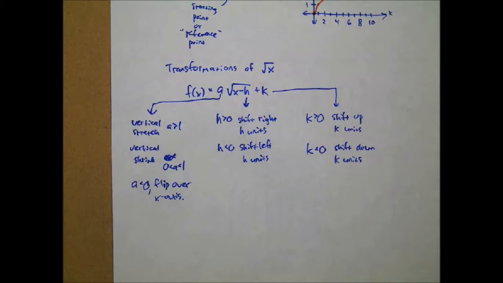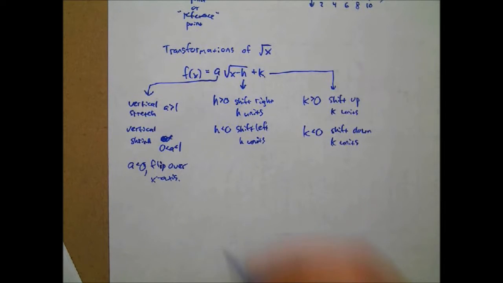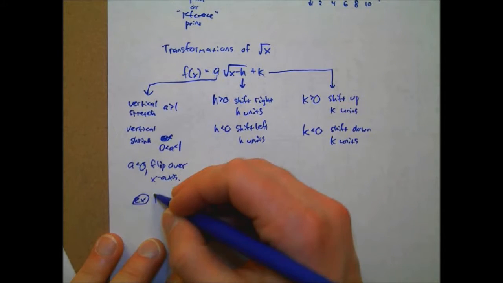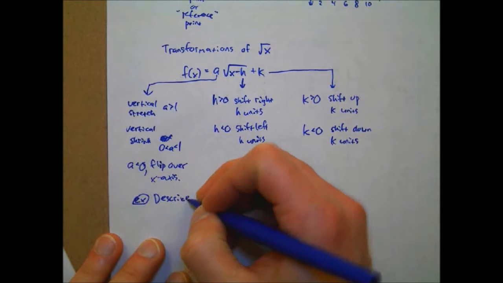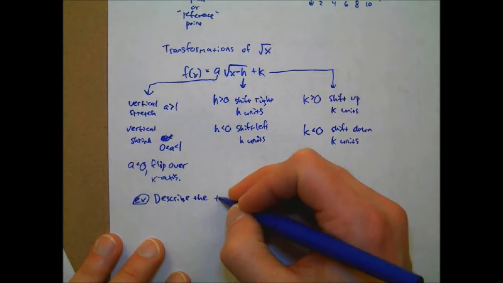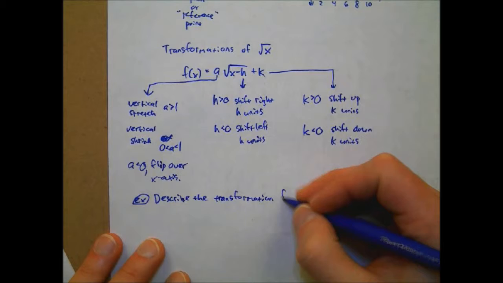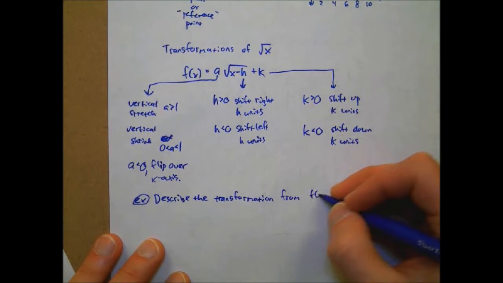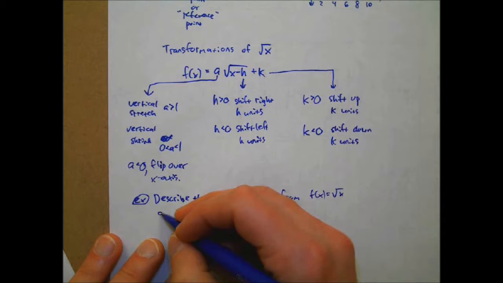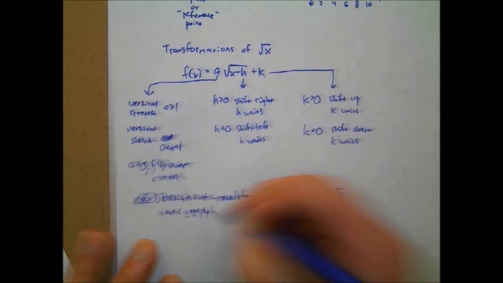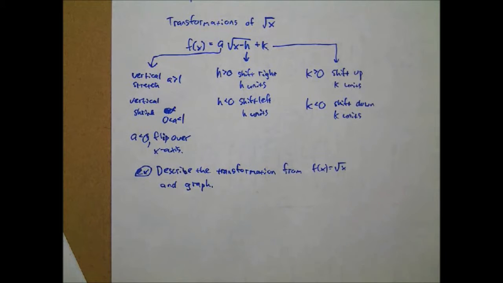So we'll do 2 examples here, and I'll get you guys started on your assignment. All right, let's take a look at our first example here. We're going to describe the transformation from our parent function f of x equals the square root of x, and we're also going to graph the answer too.